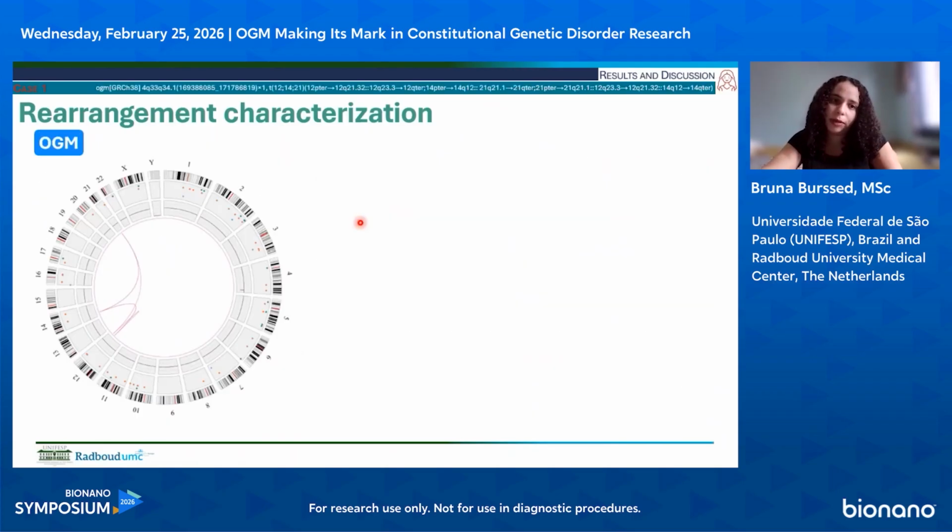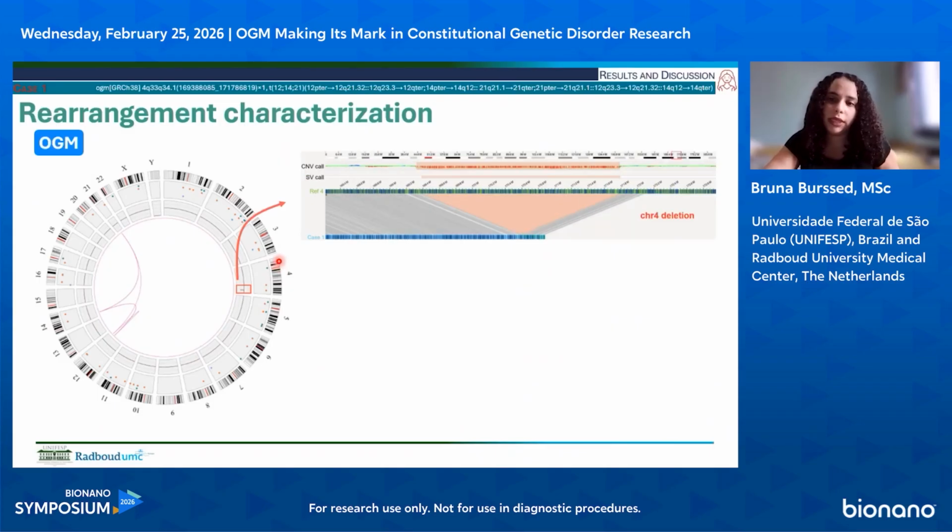This is the optical genome mapping result in the circus plot, where you can see all of the chromosomes. And if we look here into chromosome 4, we can see the call of the deletion. So here at the top, we see the ideogram of chromosome 4. Then we see the CNV call track, the SV call track. Then in green, the reference of chromosome 4, and in blue, the map of our individual. Here at the CNV call, we can see the deletion.